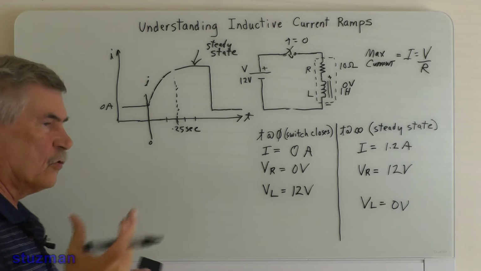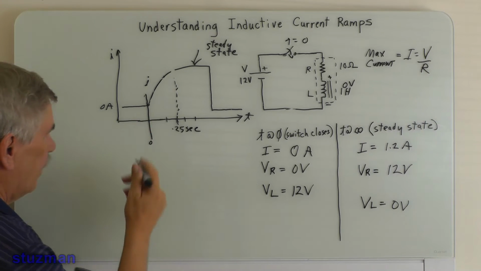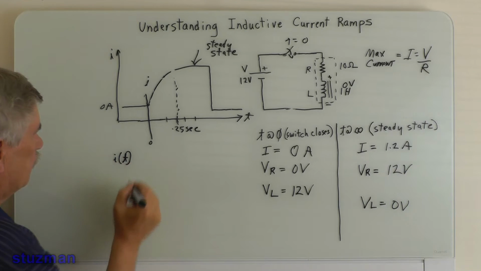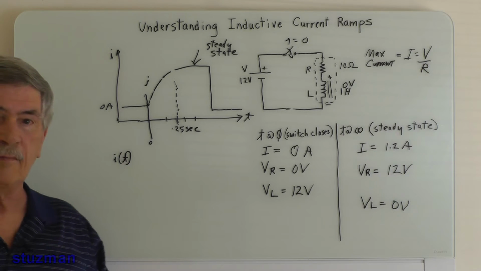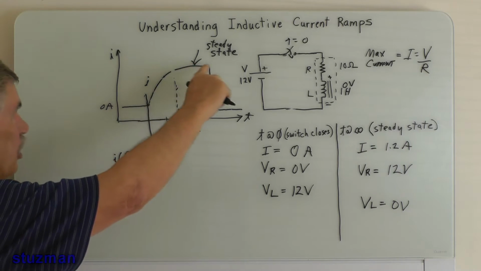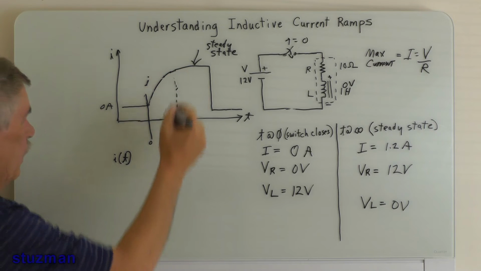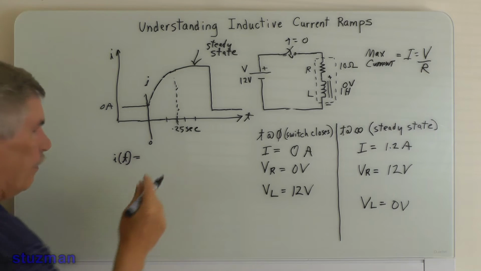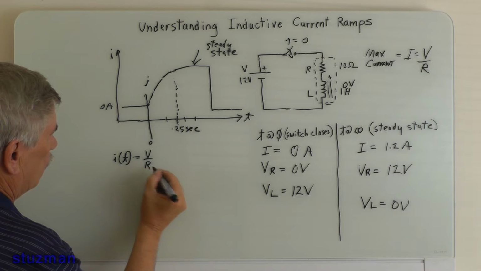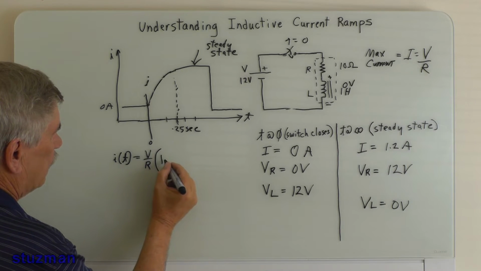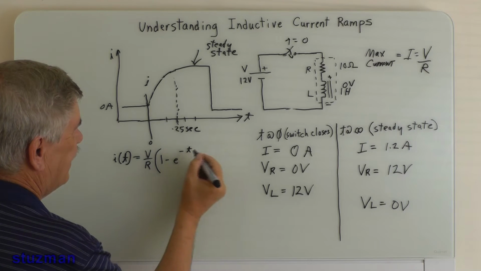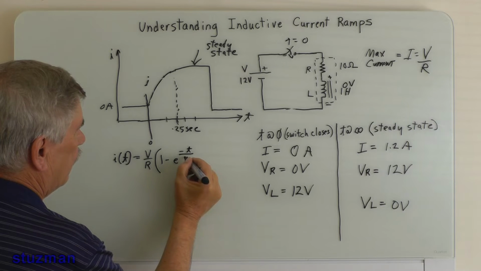Now, the equation that describes this curve, for us to be able to do that, is going to be I as a function of time. The only thing that means here is that the current is changing over time. As you can see, it's changing. And that's going to be equal to our max current. Remember, that is V divided by R. And then we're going to multiply that times 1 minus e to the minus t, for time, divided by tau.